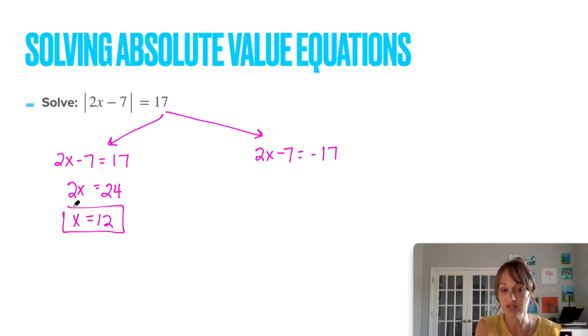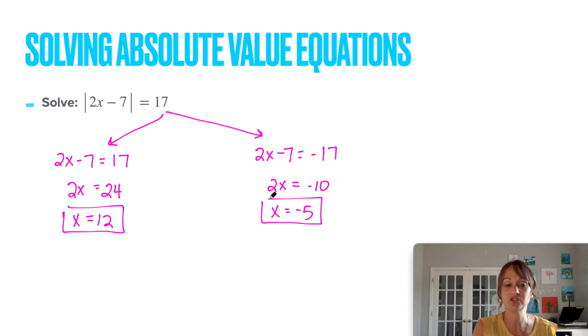That is one solution. The other solution would be, again, if you add 7 to both sides. In this case, when you add 7, you get negative 10. Then, dividing by 2, you get negative 5. So you will have two answers, 12 and negative 5. Now I'm going to stop and we're going to check to make sure that this actually works.